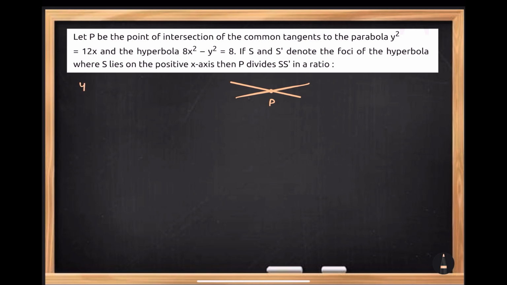The first curve is y square equals 12x. The second curve is 8x square minus y square equals 8. So we got two curves, and we want the equation of tangents. Can we consider y equals mx plus c as the tangent of both the curves? What I'll do is substitute this in the first curve and put D equals 0.